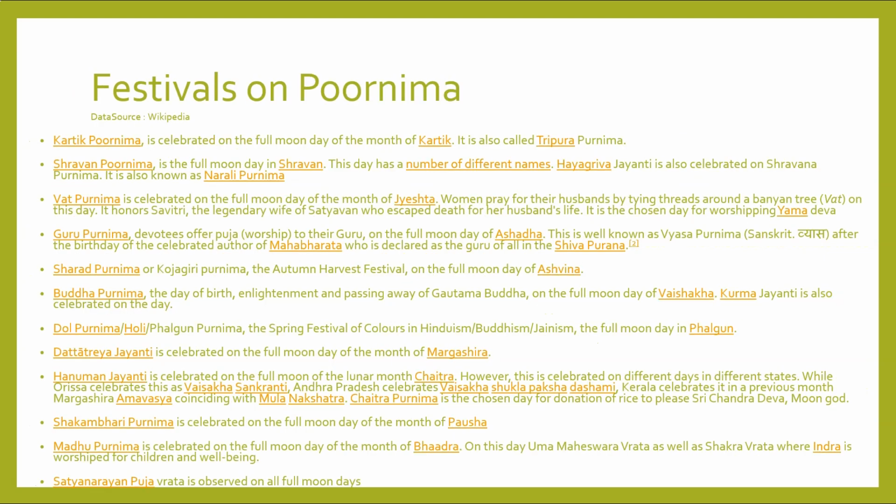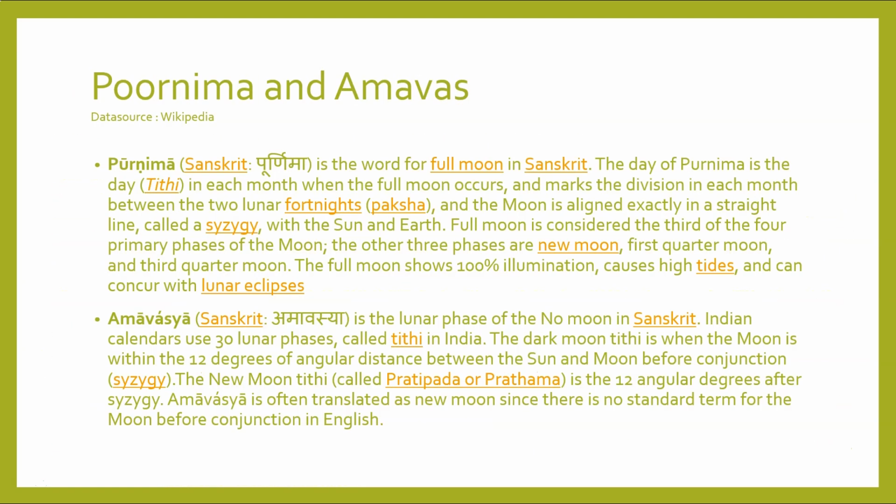Now let's talk about some festivals on Purnima. But before that, we will discuss what Purnima and Amavasya are. Purnima is the word for full moon in Sanskrit. The day of Purnima is the day in each month when the full moon occurs and marks the division in each month between two lunar fortnights, the Pakshas, the Krishna Paksha and the Shukla Paksha. The moon is aligned exactly in a straight line with the sun and earth, called Syzygy.